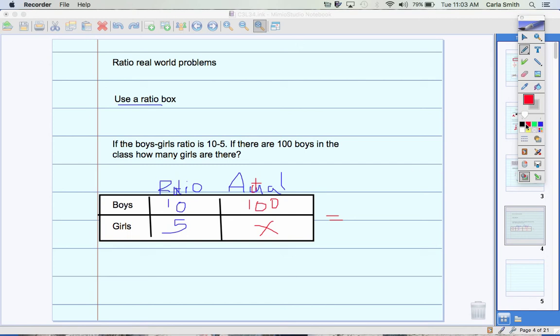So what times 10 gives me 100? Many of you will look at that right away and go, that's times 10. And so I have to take the top and the bottom times the same number to make it a proportion. So if I take 5 times 10, that's going to give me 50. 100 over 50. So my X value is going to be 50.